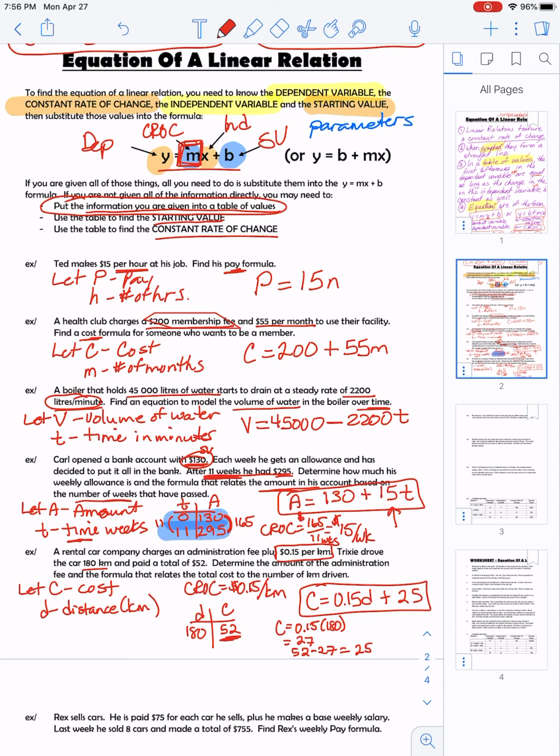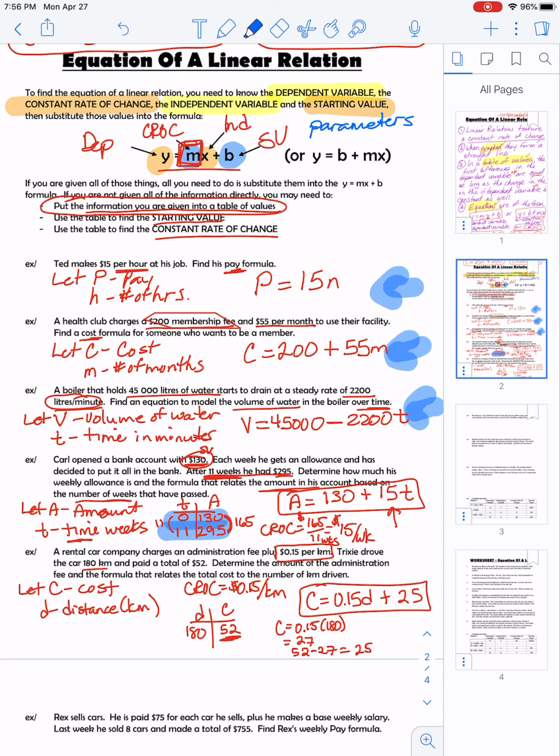Okay, so here we've got different scenarios. The first 3 were pretty easy because we knew the starting value and we knew the rate of change, so we could just plug the numbers into the equation and have the formula. But these next 2 we had to attack a little bit differently because there was some information missing.